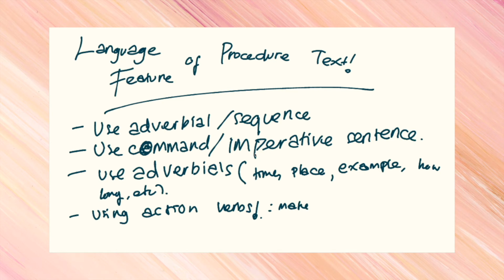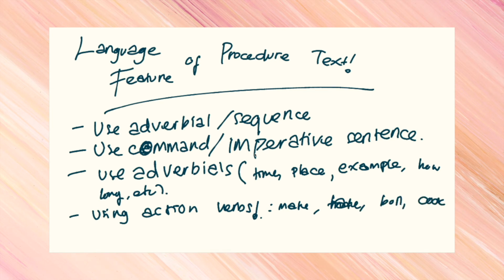It's very easy. Basically, all you need to do for the words in your procedure text is to make it as simple as possible and straight to the point, straightforward. So your reader will immediately understand, oh, then next I have to do this. They don't need to think about it. They'll just read it and then, okay, I need to do this next. Straightforward. That's what I mean. Make, take, boil, cook. All the simple words. And then the last is using simple present tense.